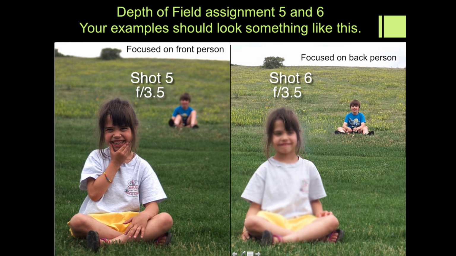In shot 6, you'll continue using the same wide aperture, and that's probably f/3.5 for most of you, but this time you're going to focus on the back object. Take the shot. Your image will have the front object out of focus and the rear object in focus.